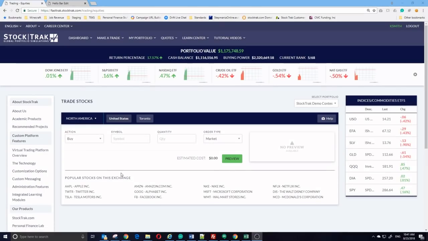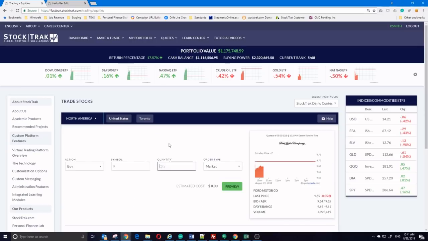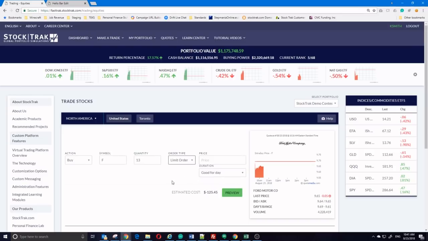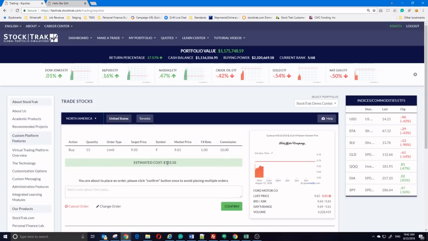To use a limit buy order, first go to the trading page, enter the symbol you want to purchase and the quantity you want to buy. Next, change your order type to a limit order. Since I'm using a limit order, I want to enter a price below the current market price. So if I see the price here is 9.65, I want to put my limit order at 9.50. That way, if the stock price drops to 9.50 today, my order will execute. I'll click Preview, which updates my estimated order cost to reflect my target price, and click Confirm to place my order.